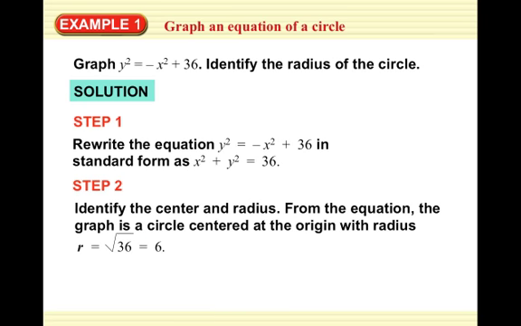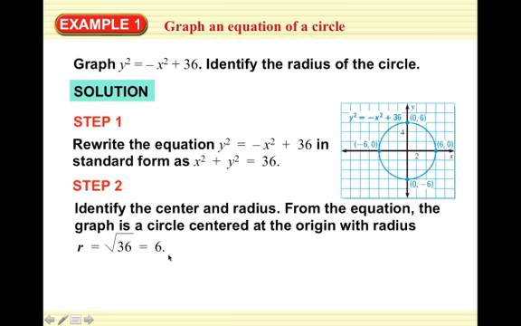Then we're going to identify the center and the radius. From the equation, the graph is a circle centered at the origin (0, 0), with the radius r equals the square root of 36, because the 36 is r squared. The square root of 36 is 6. So we've identified that r is 6. You go to (0, 0), and I suggest you go 6 units straight to the right, 6 units straight up, 6 units to the left, 6 units down, and that should be enough for you to draw in a circle.